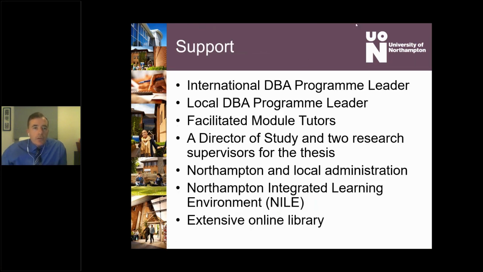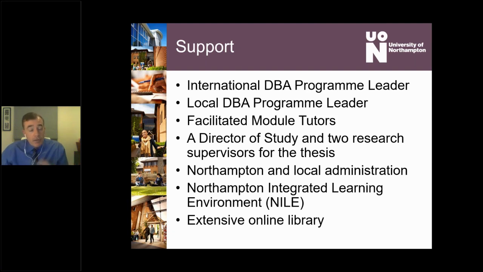What about support? There's loads of it. There's the International DBA Program Leader. She's a lady called Dr. Angela Rushton, and you will meet her at the interview stage. When you do your application documents, you'll be interviewed by Angela and then somebody in the area of where your proposal is. There's also a local DBA Program Leader that's taken by myself. I'm here in the United Arab Emirates.